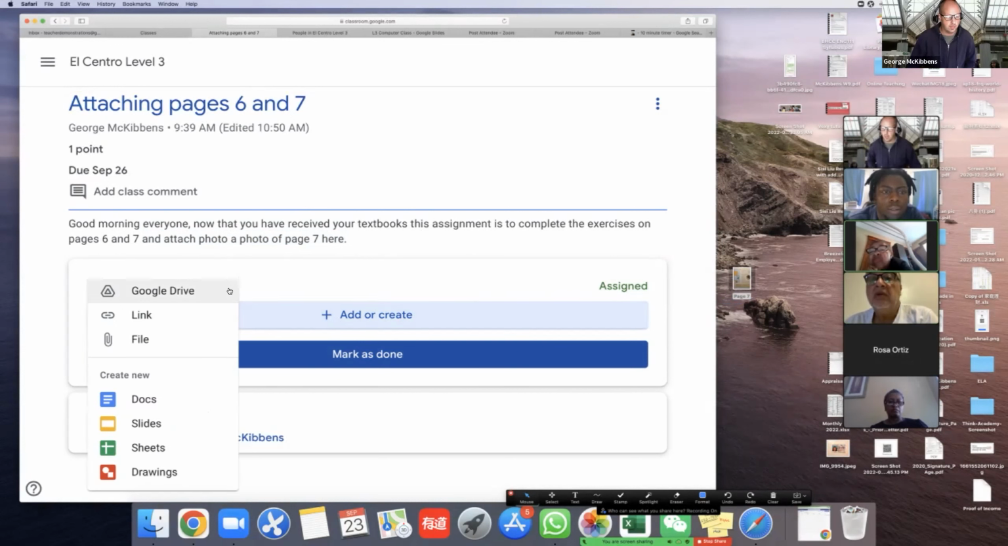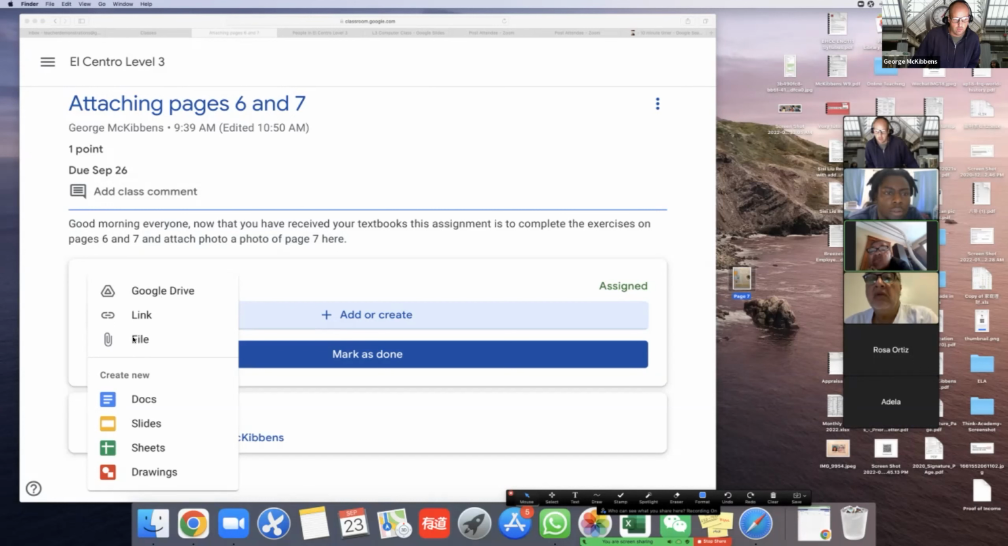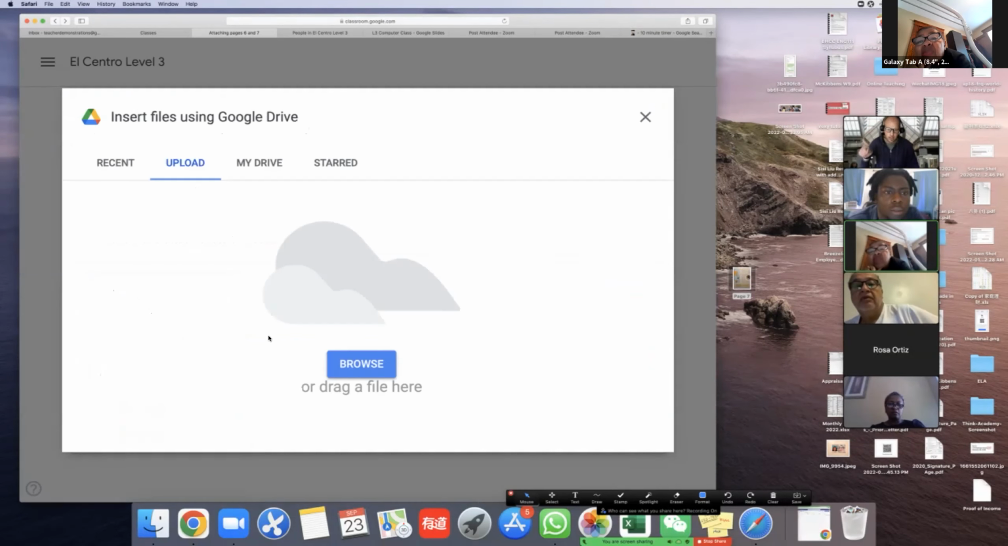Which one do I want to add? Where is this? Page 7 is on the desktop. So do I look in Google Drive, link, or file? Which one? File. Yes. File. Beautiful. So I go to file.